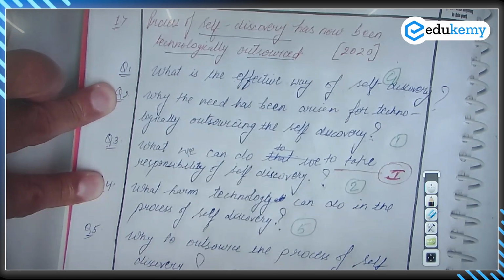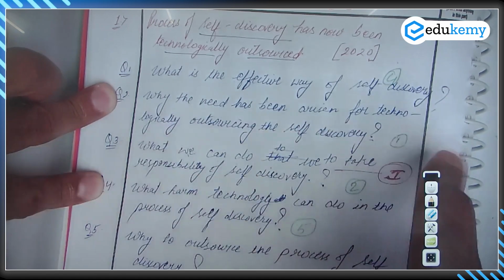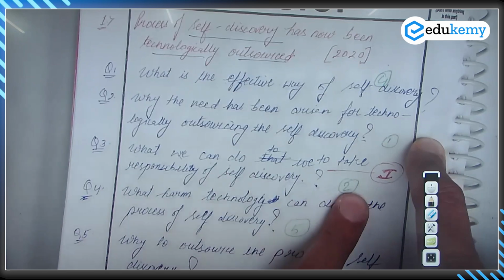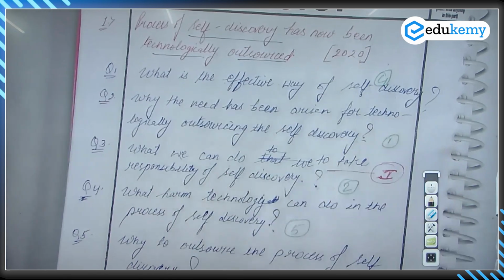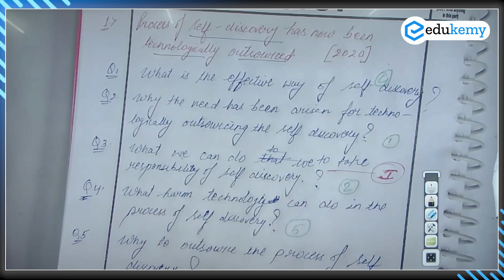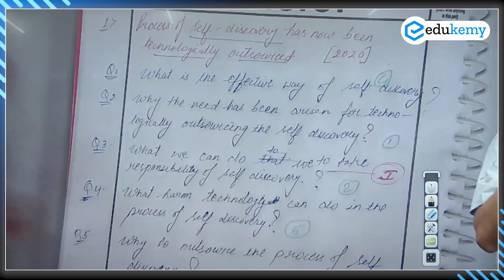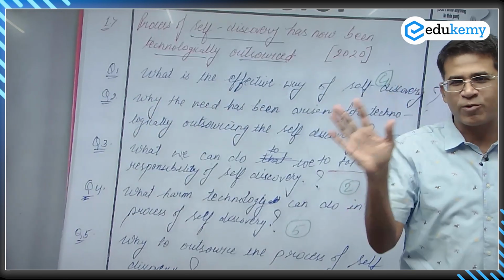And why should, okay, you have numbered it then. Why the need is 1. What can do to take responsibility discovery? So in the second one you lost your topic. In the third one, why to outsource? So in the third and second you are missing the topic again. I don't see technology. And then you go to effective way. So in the first question you were with the topic. In 2, 3, 4 you missed the topic.